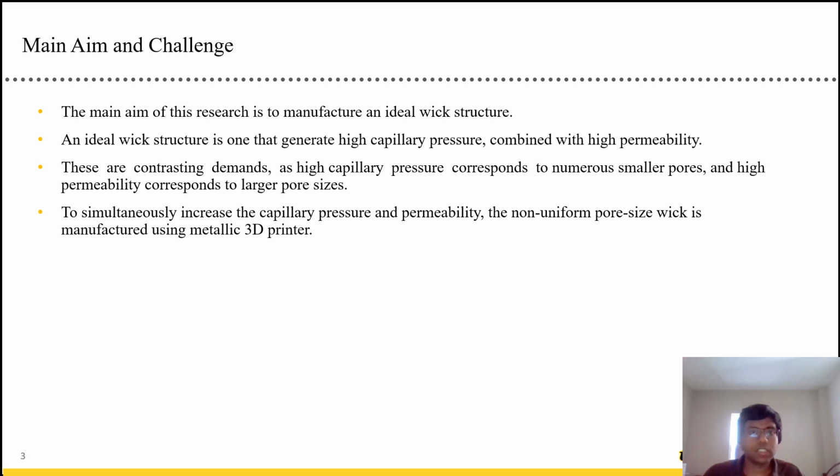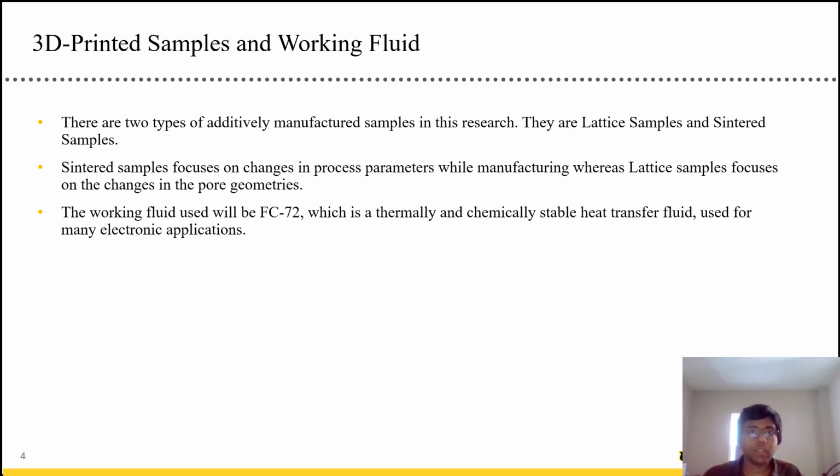The main goal of this research is to manufacture an ideal wick structure, and these wick structures have two properties: high permeability and high capillary pressure. But these are contrasting traits, because high capillary pressure means smaller pore sizes, while high permeability means bigger pore sizes. So to achieve both, we make a non-uniform pore size wick structure using a metallic 3D printer.